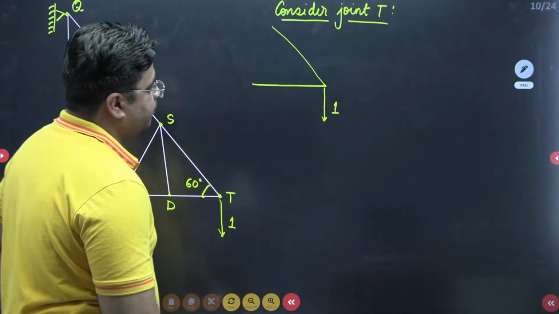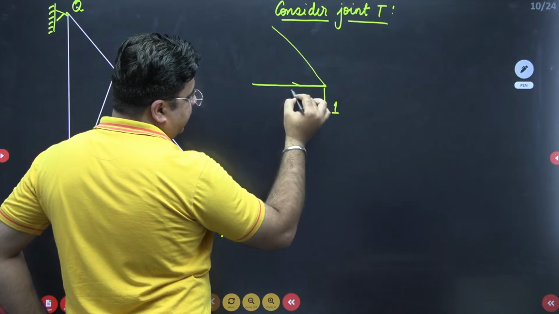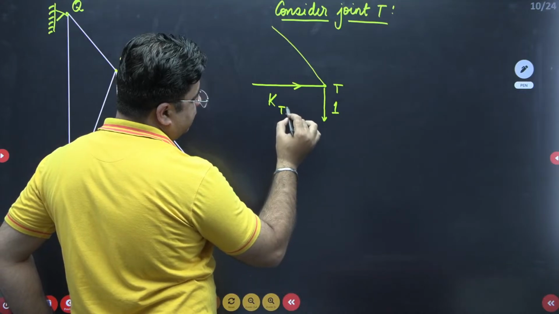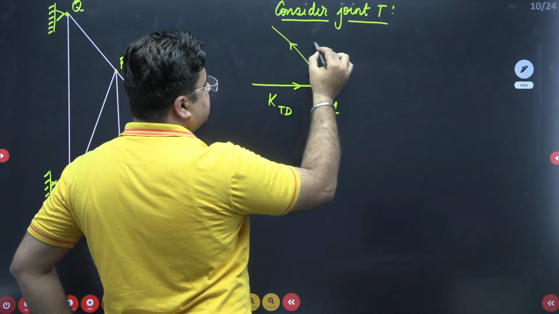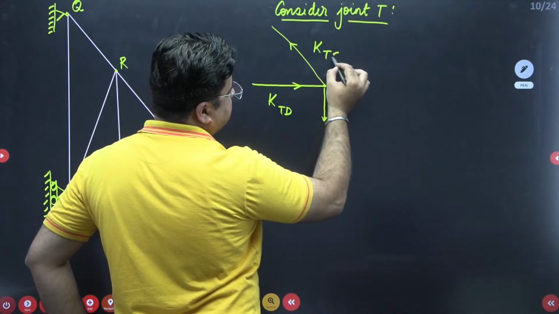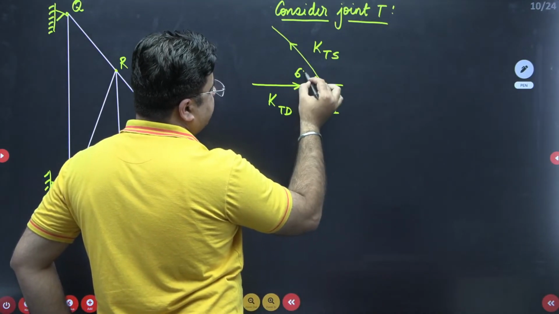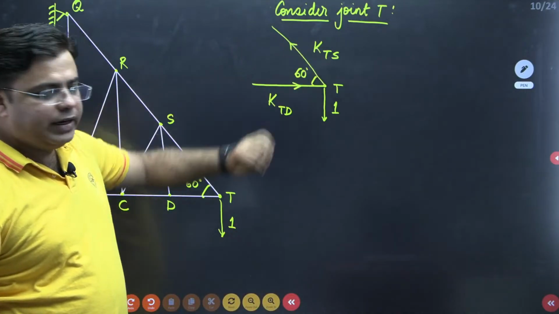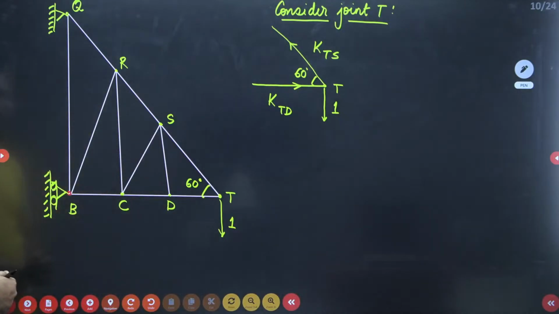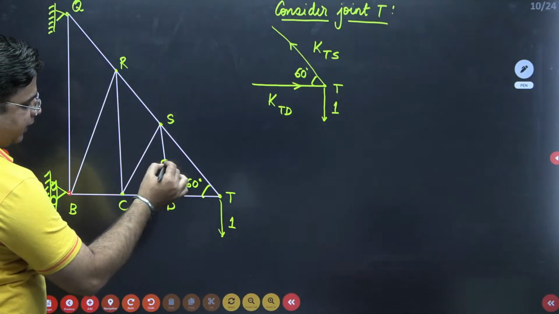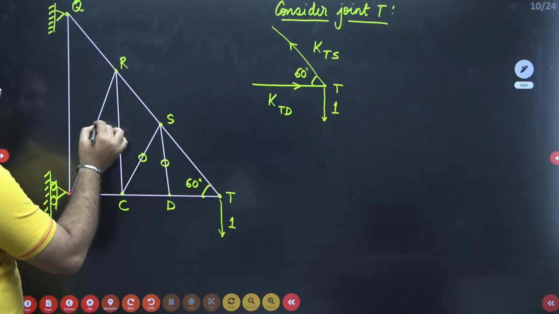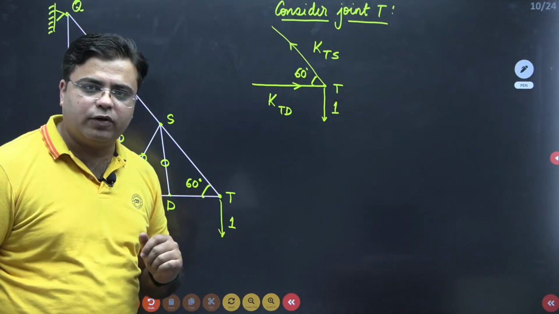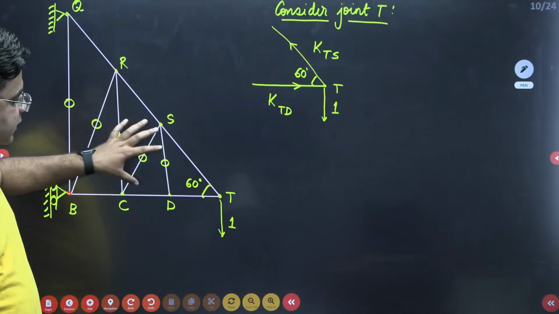This is my unit load. And the force in the member TD is denoted by K TD. Here I'll assume the direction like this. This is K TS. Okay. This angle is 60 degrees. Now these are the member forces due to the unit load at point T, right? Before that, just go with the zero force members. So we have already identified these are all my zero force members. Since the type of loading condition is the same and only the magnitude of load has changed, the zero force members condition is also the same.